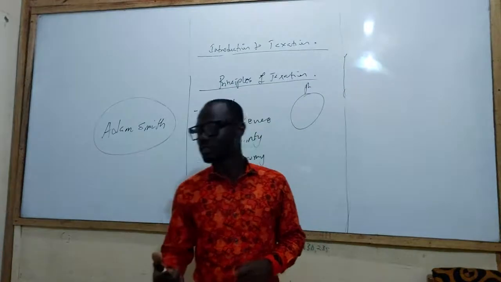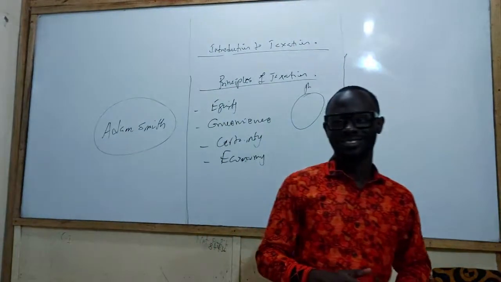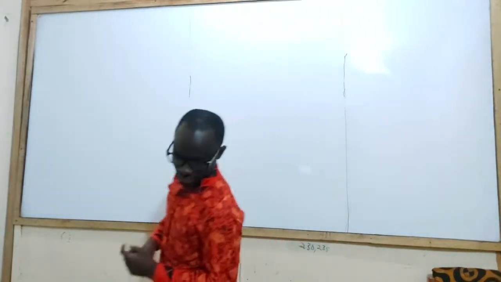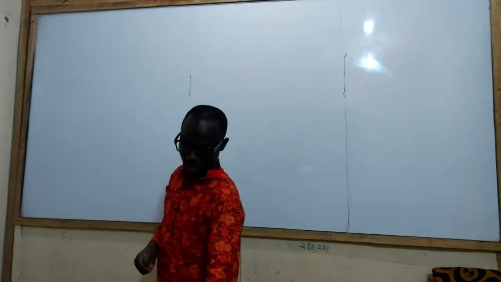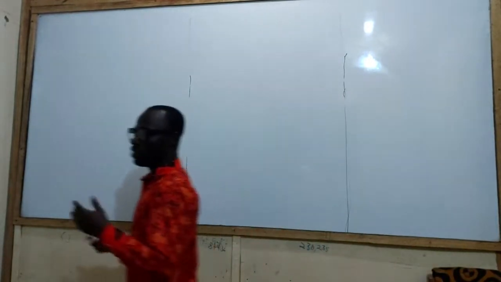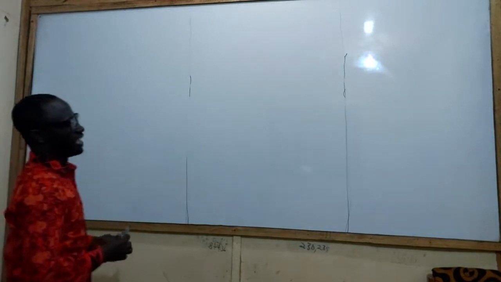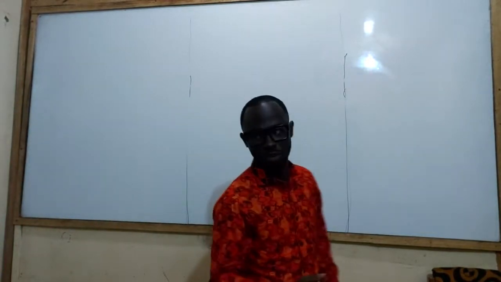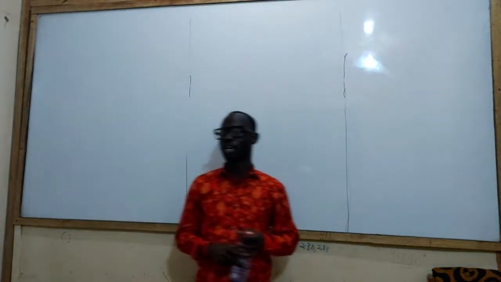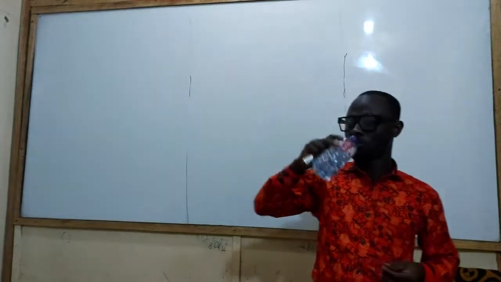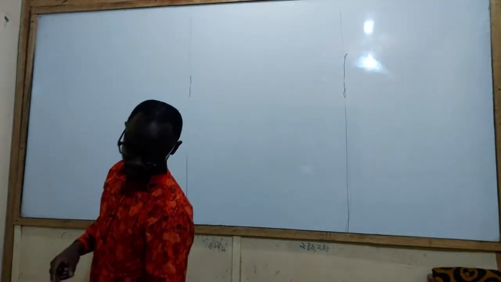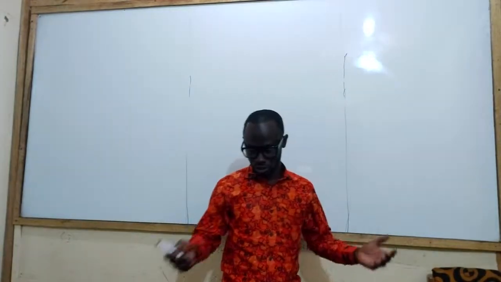Now, apart from tax, the one thing that you need to understand is that when it comes to revenue to the government, it's not only taxation that is a source of revenue to the government. What are other sources of revenue to the government apart from tax?